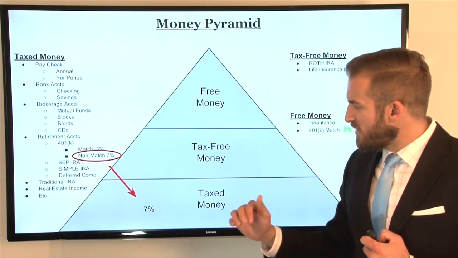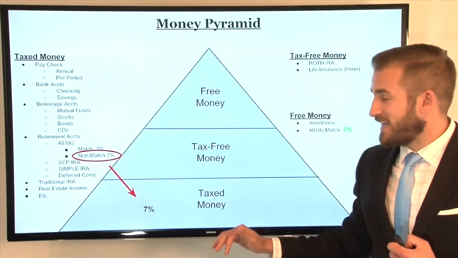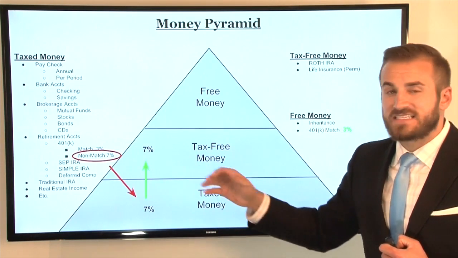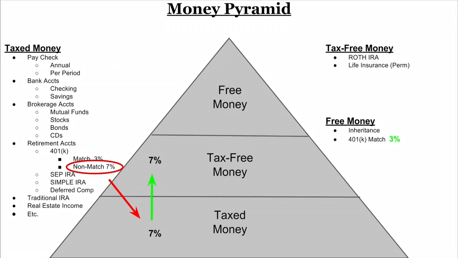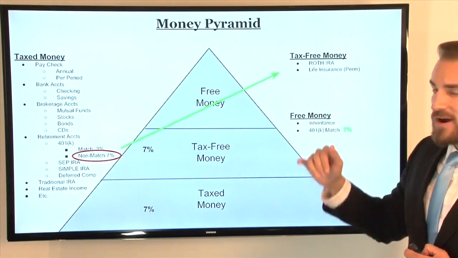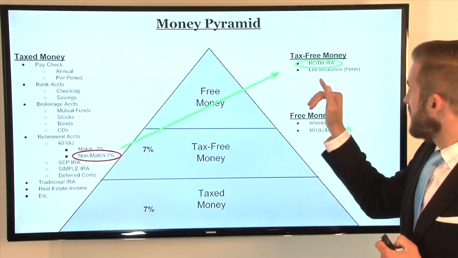So I tell the client, Mr. and Mrs. Client, what if we were to take that 7% that's non-matched from the taxed money section and bump it up to the next level of tax-free money and put the 7% there? Would that benefit you, going from tax money to tax-free money? The answer always is absolutely. Well, how do we do that? We'll say, what if we were to take that 7% and bring it up into a Roth IRA or a life insurance policy?